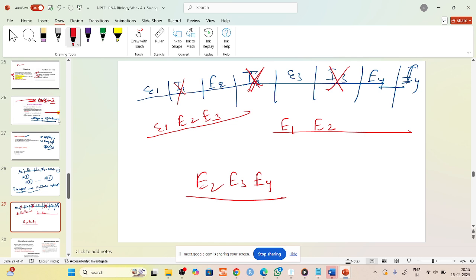This is mature mRNA number 1. This is mature mRNA number 2. This is mature mRNA number 3. So depending on which introns I am removing, I will have different combinations of exons. Is it not the case?